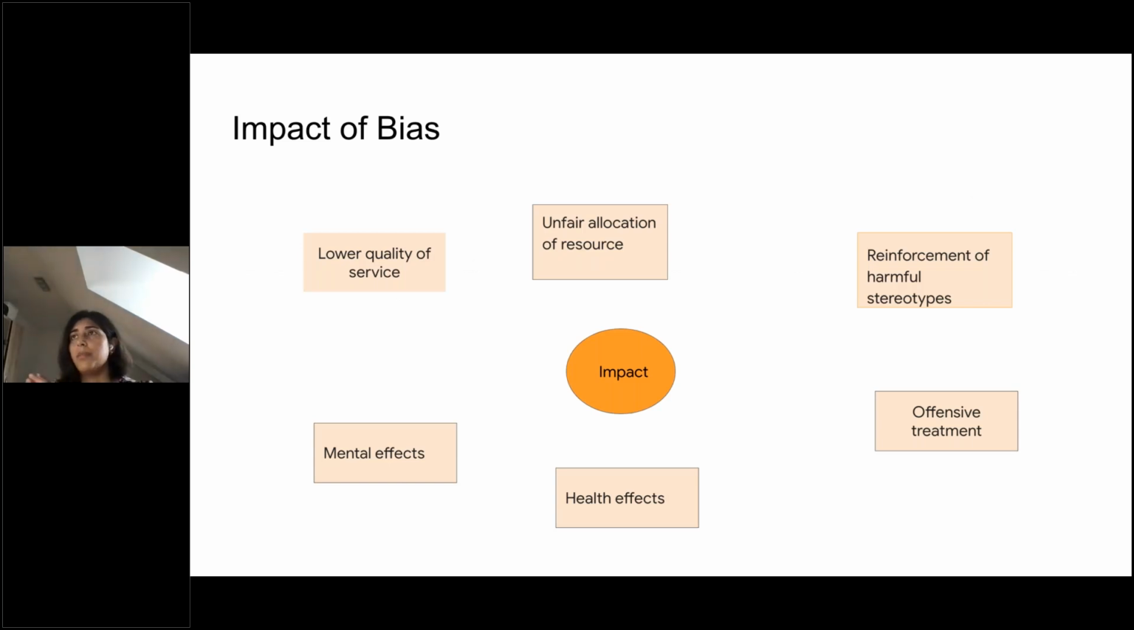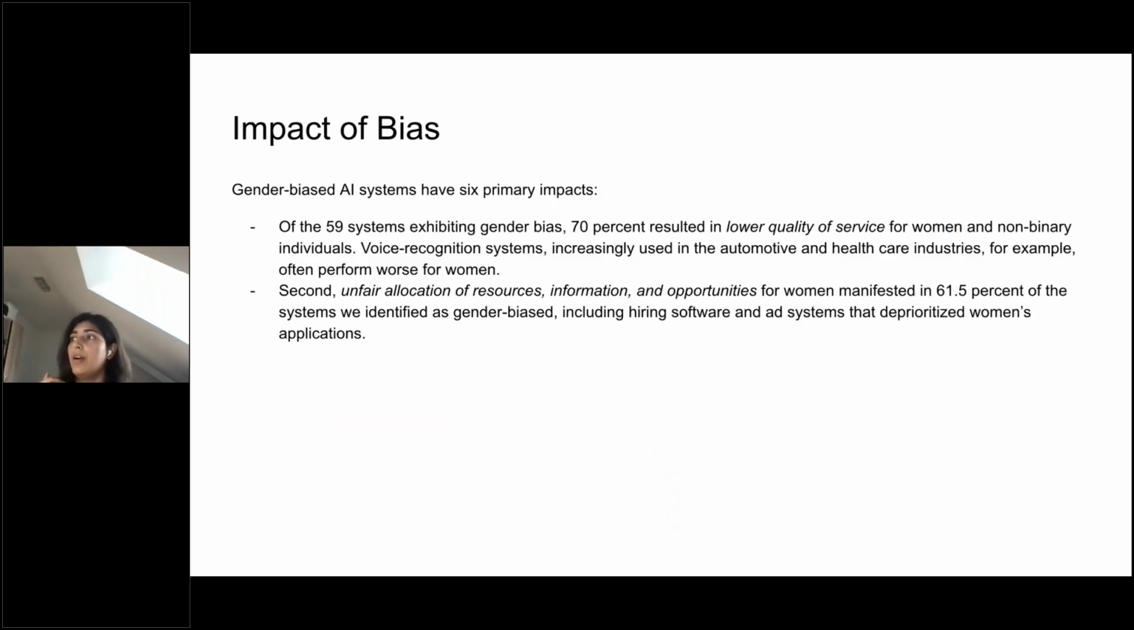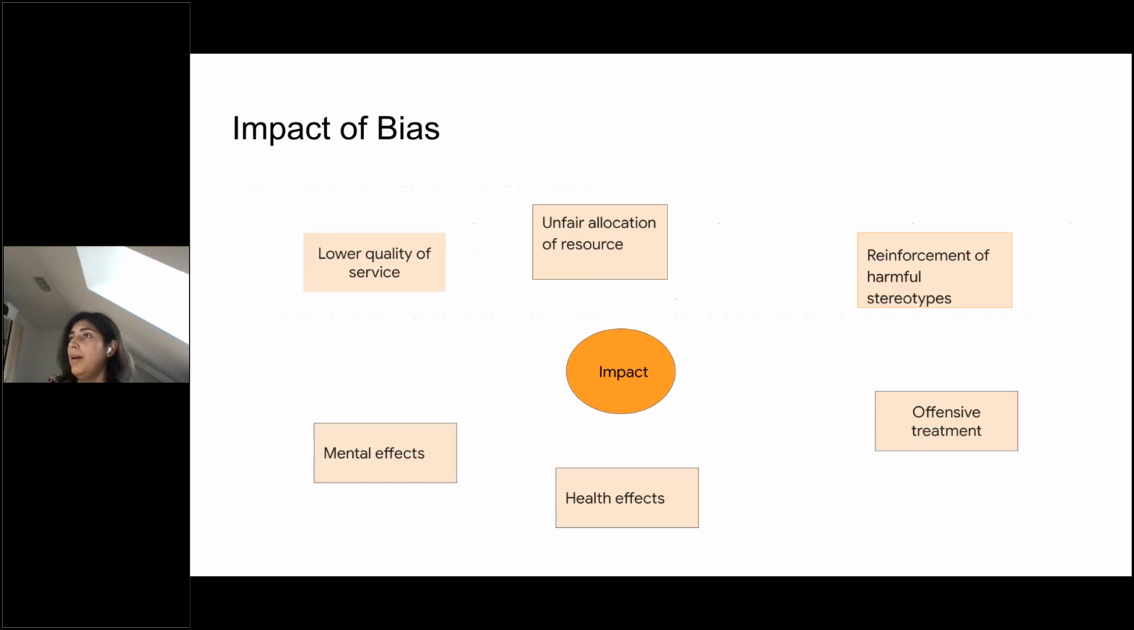So when talking about the impacts of bias, this can lead to, for example, unfair allocation of resources. Like I said, when you are giving opportunities to women while, let's say, applying for a job, it could be a problem if your application just goes out just because of the gender. They didn't want to hire a woman. And this will deprioritize the women's applications and will also give less resources, less opportunities for the women. So this is very wrong.